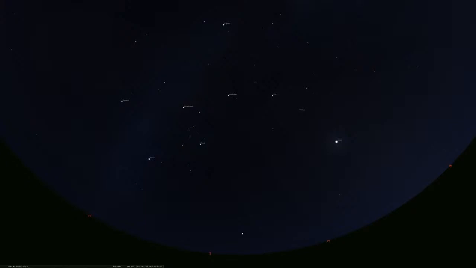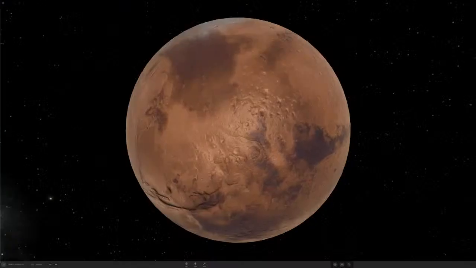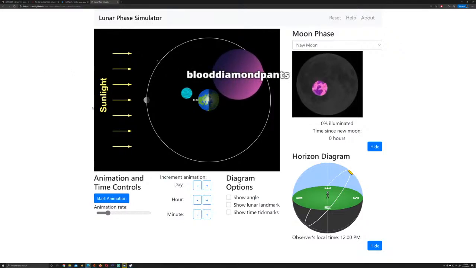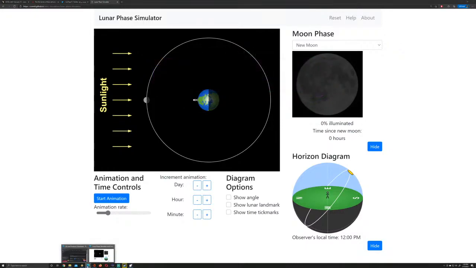Why? Let's start off with moon phases, shall we? To do that, we're going to switch over to, actually, a website. Here we are, looking at the moon, the Earth, and actually the sun would be off to the left here. So this is a moon phase simulator. Rather than recreating this, I'm just going to use this.